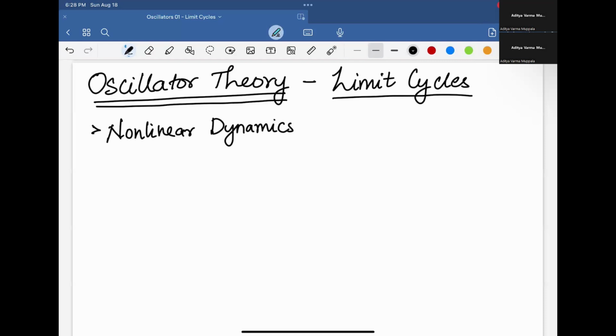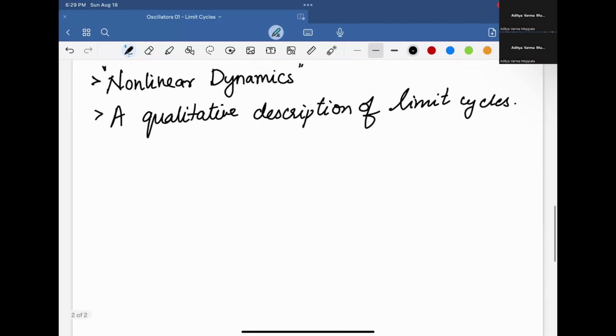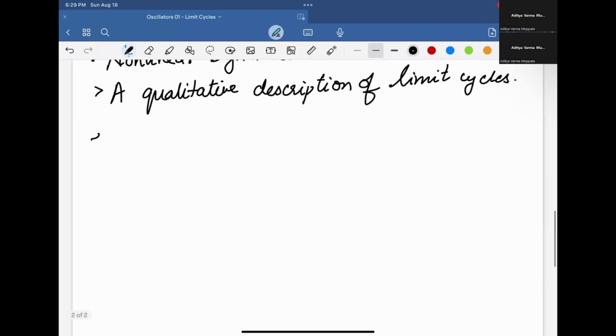Okay, so in this video, what we'll do is we will develop a qualitative description of limit cycles. And then in future videos, we'll make it more and more precise, more and more complicated, more and more quantitative rather. But just as a warm-up, this is a good place to start. Okay, so let's start with maybe the 1D case.